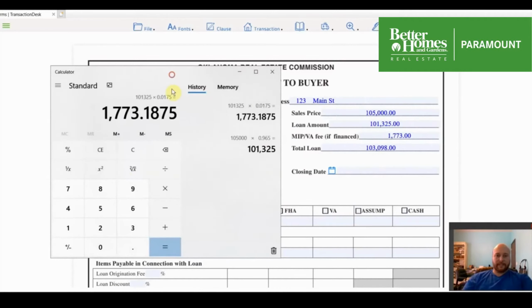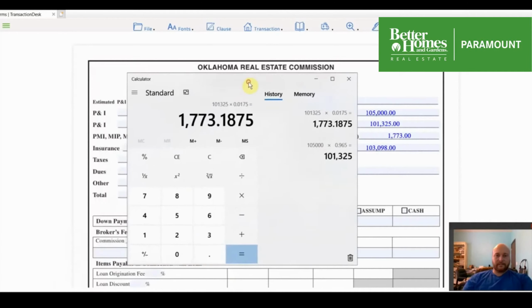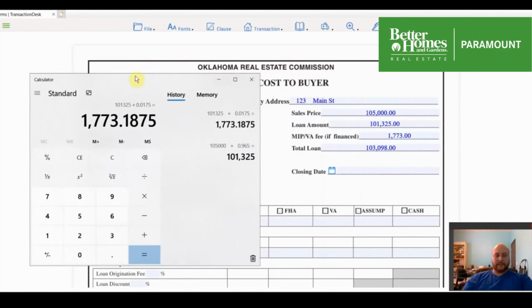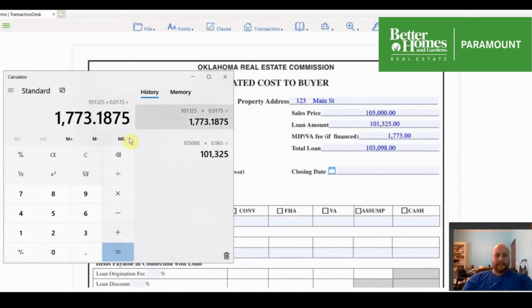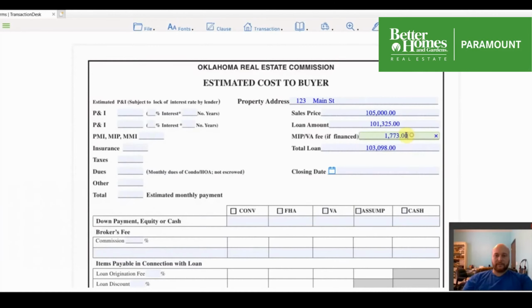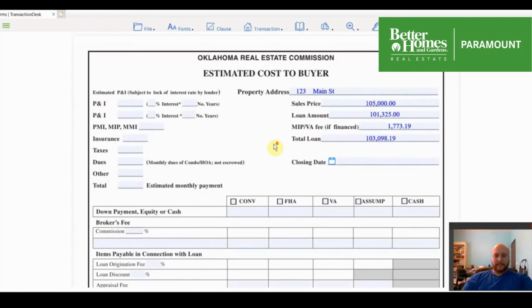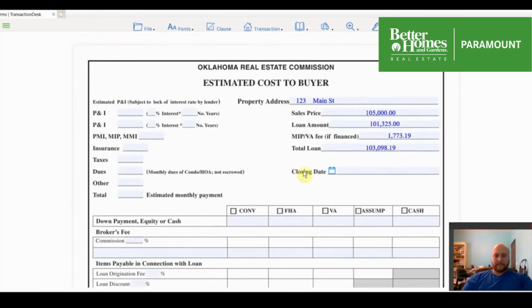This is an estimate that the Oklahoma Real Estate Commission has us put together as real estate agents. Their lender's going to give them really, really close numbers. Now our numbers will be close too, but it's an estimate. It's not the actual numbers that their lender will give them.